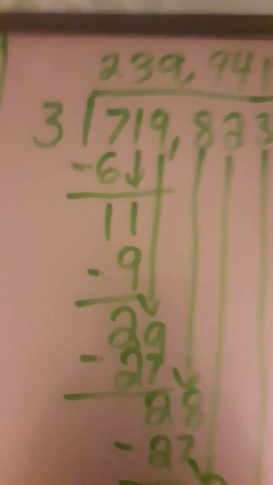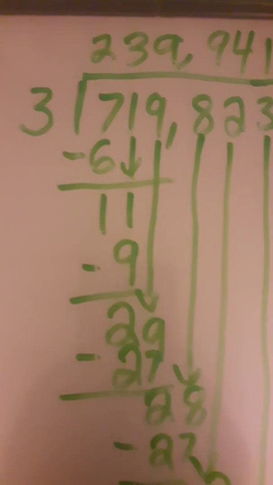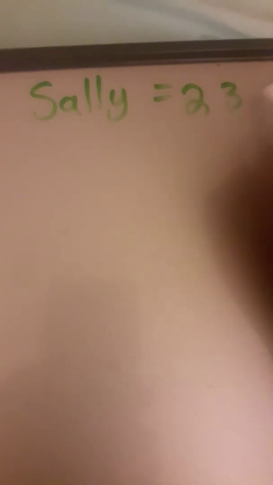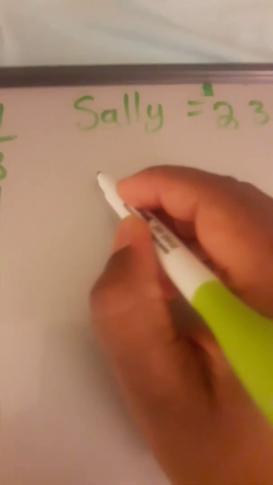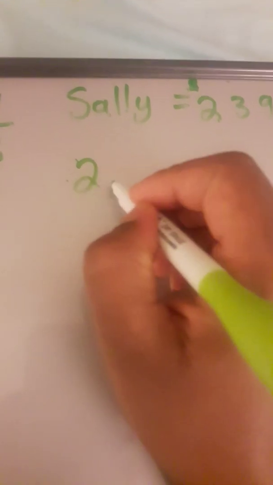So now we know that Sally's share is $239,941. Her investors altogether have twice what she has. So now we have a multiple digit multiplication problem.